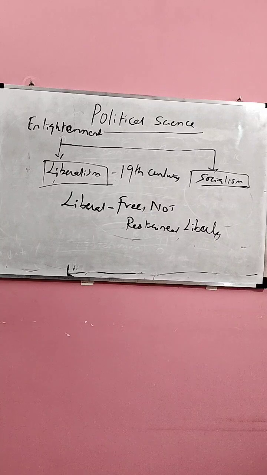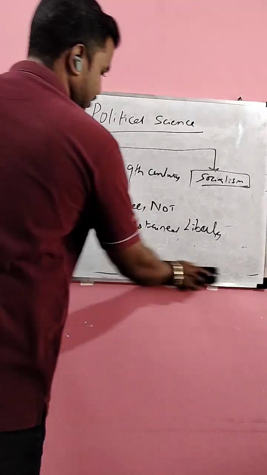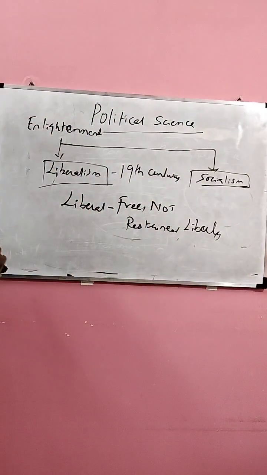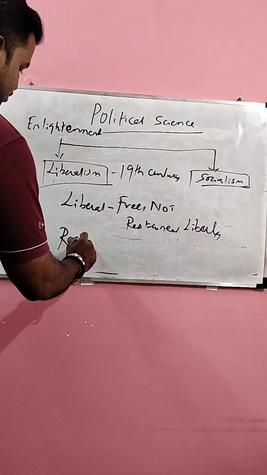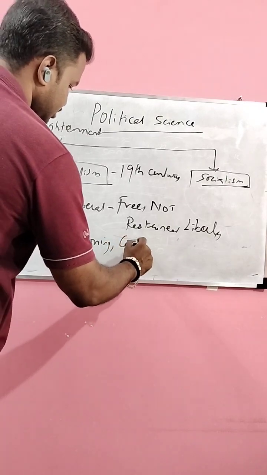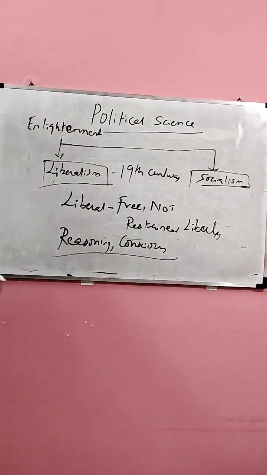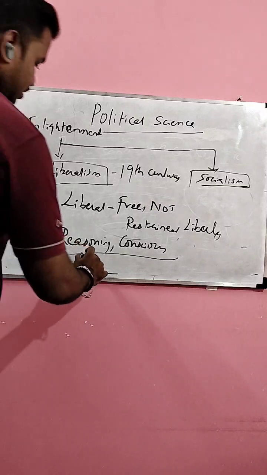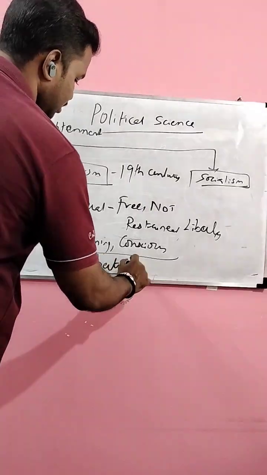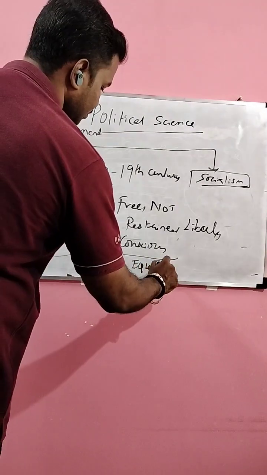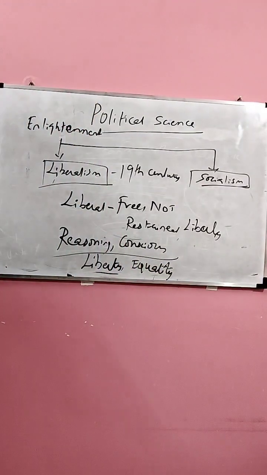Liberalism tells that man is capable of reasoning. He is a conscious being. So liberalism supports liberty for the man. It also supports equality. Equality here is a contested concept. Different scholars looked at equality differently, but overall it was accepting equality. Liberalism accepted that human beings are equal with respect to each other.